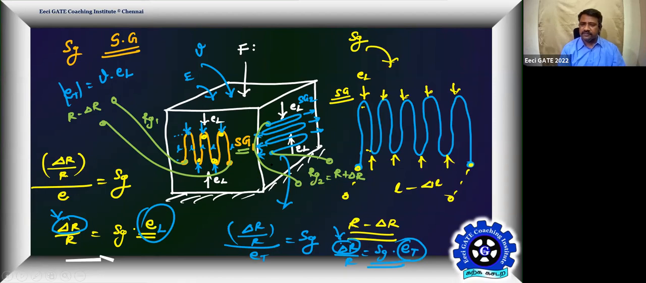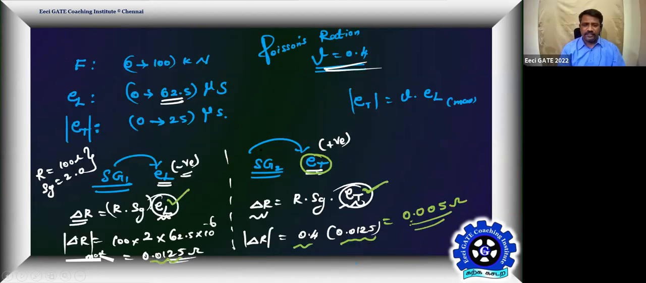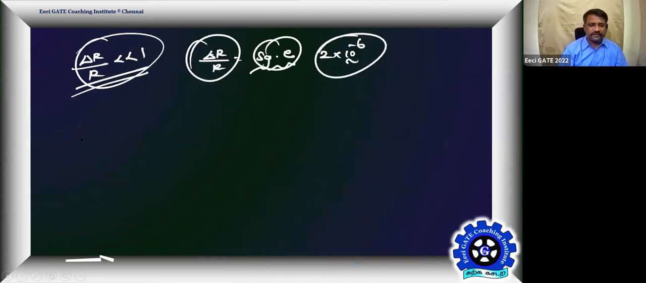Yes or no? Following, right? Yes. Okay, then what is RG1? RG1 is equal to R minus, since gauge 1 is sensing EL. So it's a delta R due to EL. Okay, so it's a negative strain.